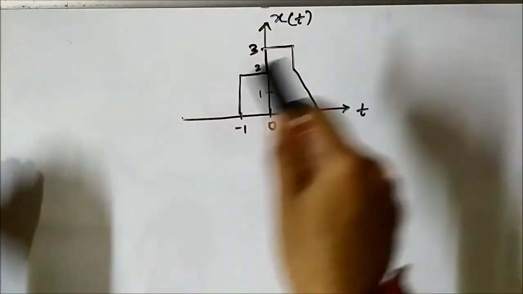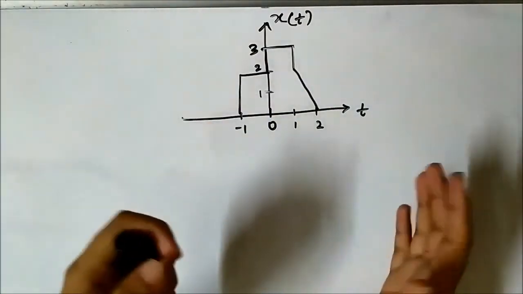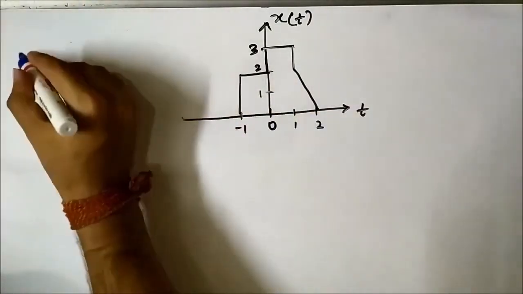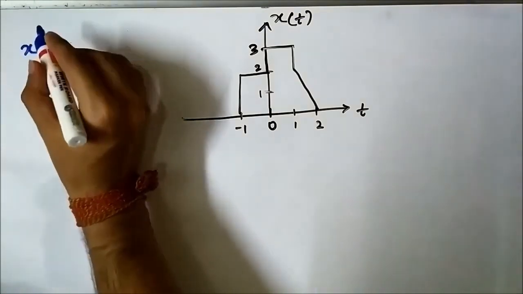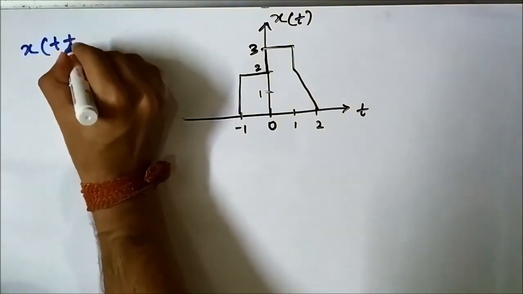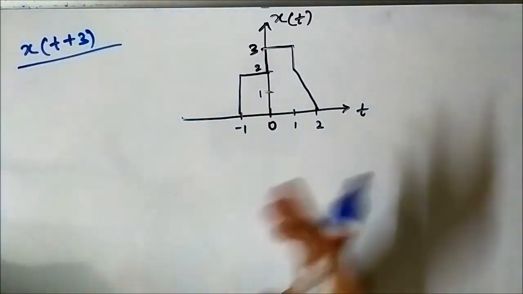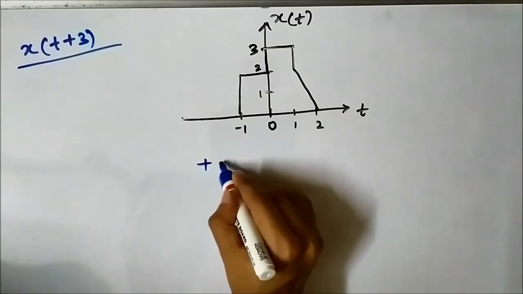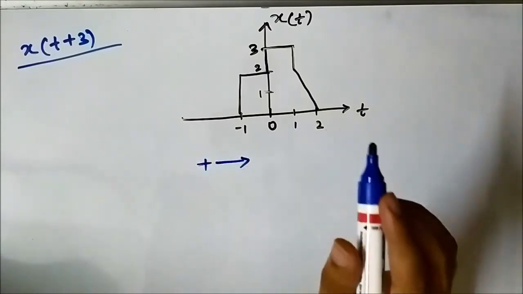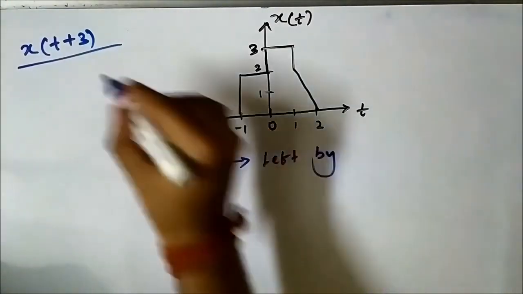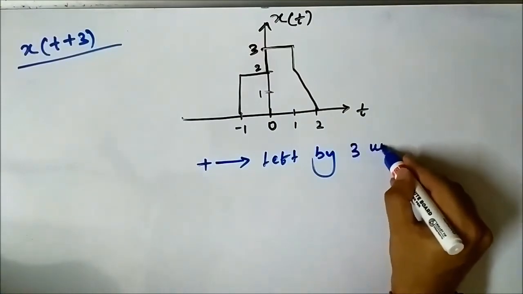Okay, so here we have another signal x(t). Here we also have to perform the shifting operations. Let us perform the shifting operation x(t plus 3) on this signal. Again the same approach. First, sign convention: plus means shifting will take place to the left by the value which is given, by 3 units.